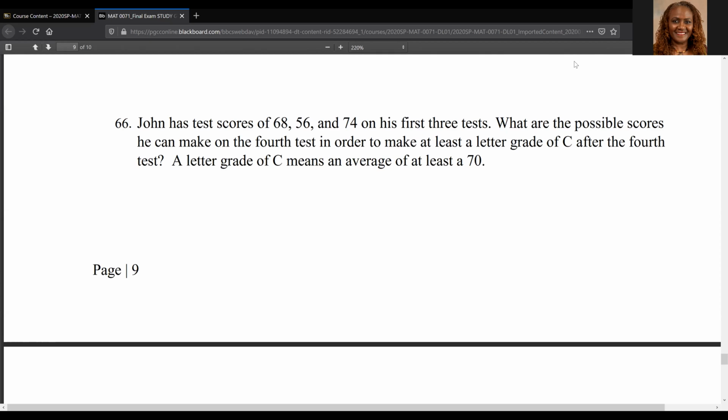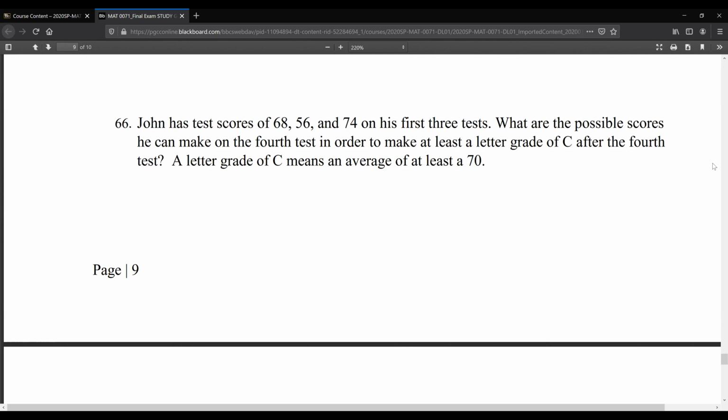John has test scores 68, 56, and 74 in his first 3 exams. It says, what are the possible scores he can make on the 4th test in order to make his grade at least a letter grade of C after the 4th test? So you're talking about at least C. At least, so that means that's an inequality. You want to make sure that you can handle that at least.